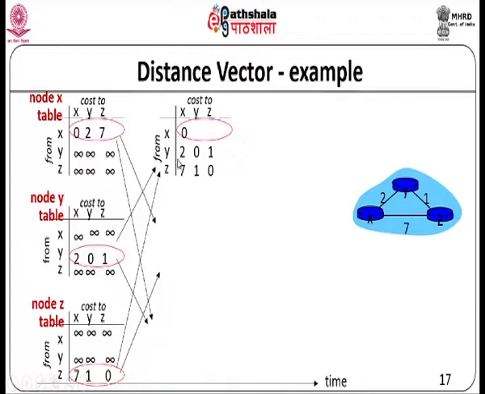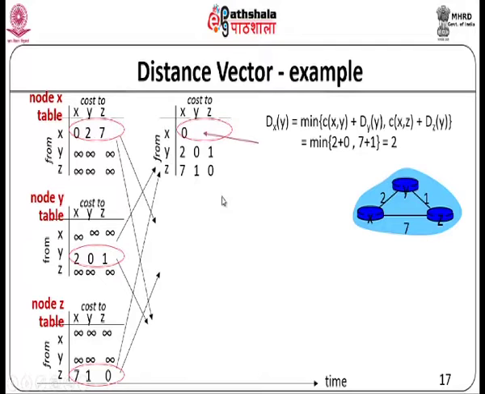So, let us look at one exchange and see exactly how updates will happen. Let us say at x I am receiving 2, 0, 1 from y and I am receiving 7, 1, 0 from z. These are the two vectors I have received from y and z. Now, when this happens, is there a change that is going to take place to the values I have, the 0, 2, 7? That is what needs to be determined.